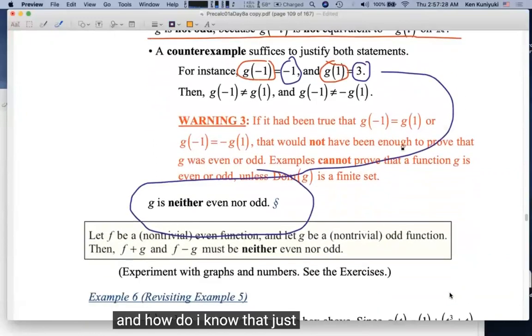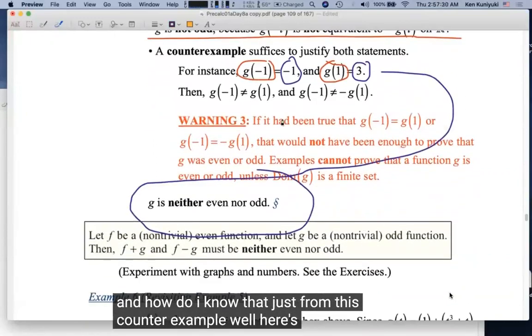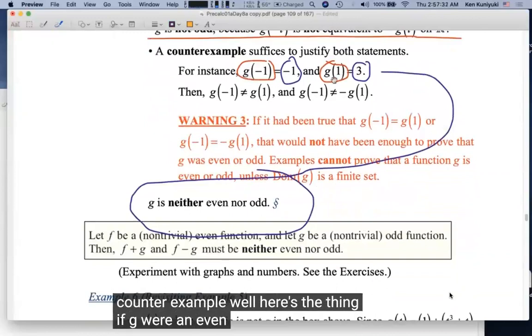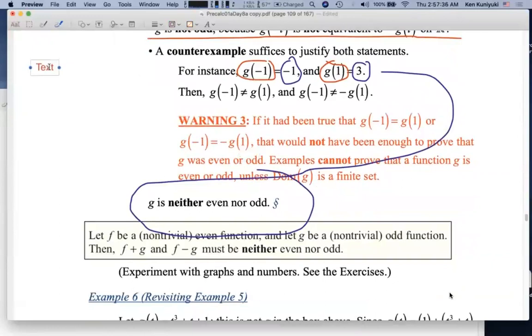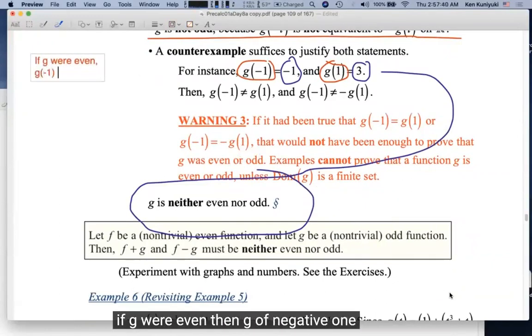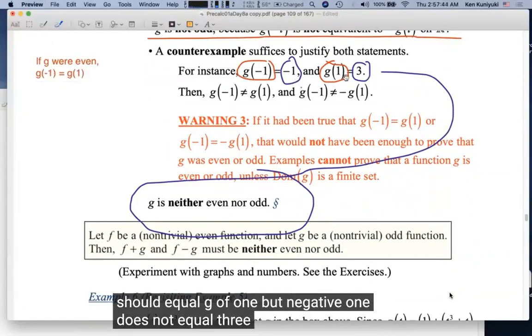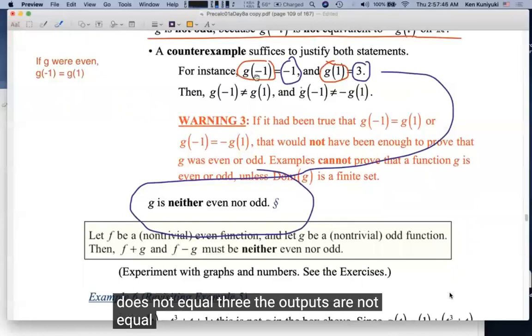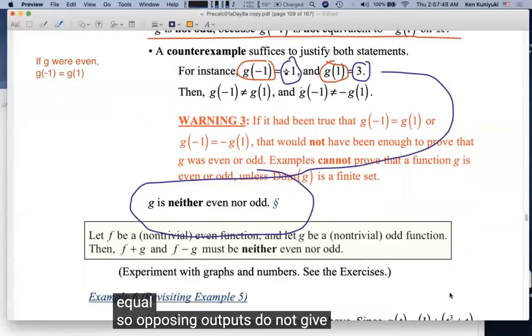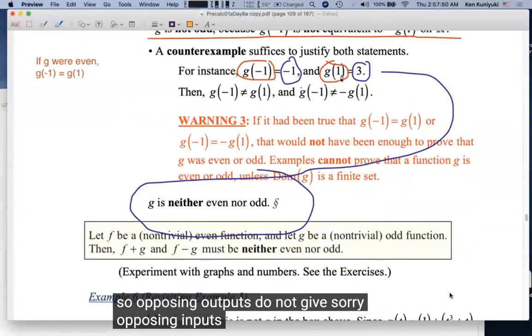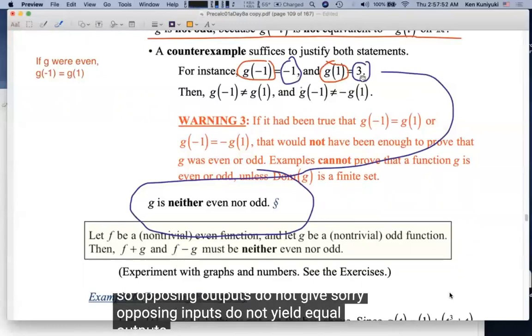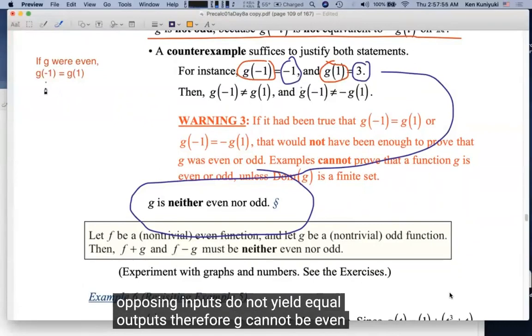And how do I know that? Just from this counterexample. Well, here's the thing. If g were an even function, if g were even, then g of -1 should equal g of 1. But -1 does not equal 3. The outputs are not equal. So opposing inputs do not yield equal outputs, therefore g cannot be even.